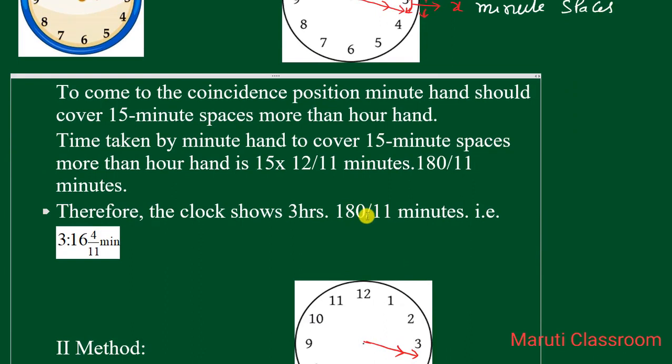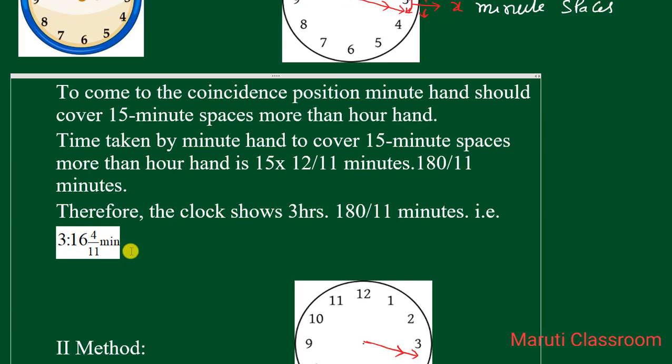But 180 by 11 is an improper fraction. That's why we have to convert it into a mixed fraction. If you divide 180 by 11, you will get quotient 16, remainder 4, divisor 11. So the mixed fraction becomes 16 4 by 11 minutes. So the time is 3 hours 16 4 by 11 minutes.